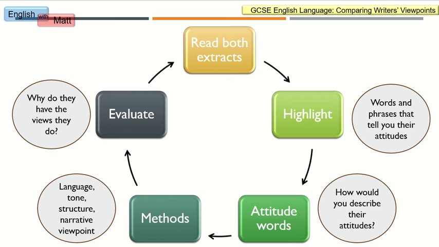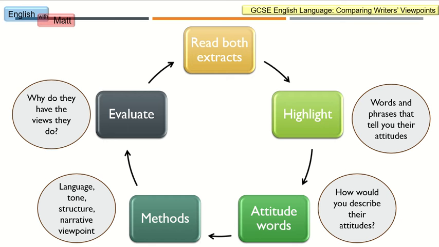So of course you have to read both extracts, that's a given. But it's then what do you do with that? So the next thing you need to do once you have read the extracts is to highlight or underline words and phrases that you think you could imply their attitudes or their perspectives from what they're saying. Once you have highlighted those quotes, you then need to think about, well, what words would I use to describe their attitudes? I'll do that in a second.